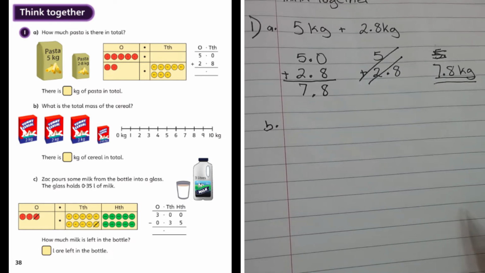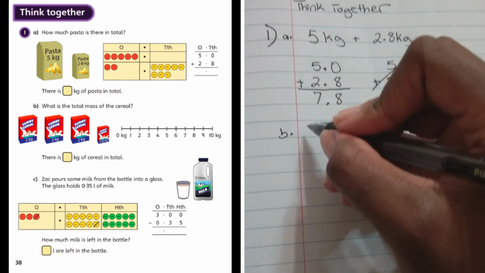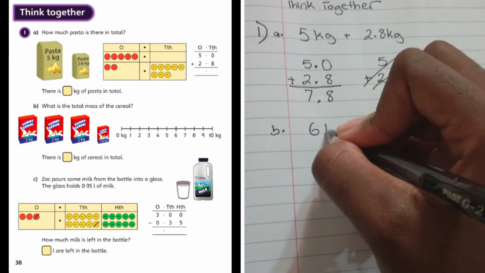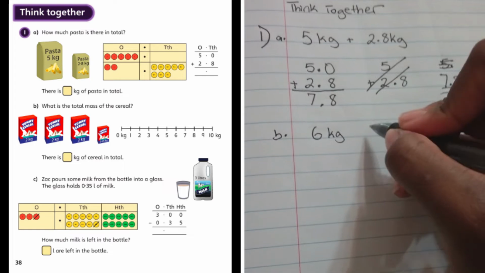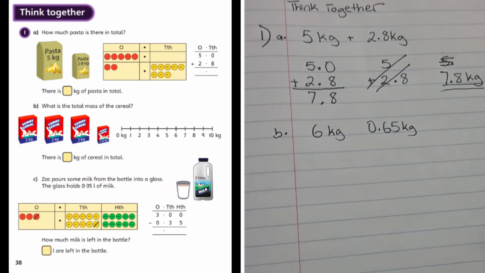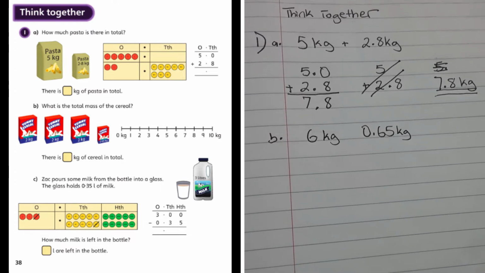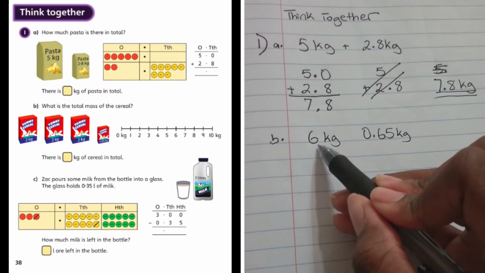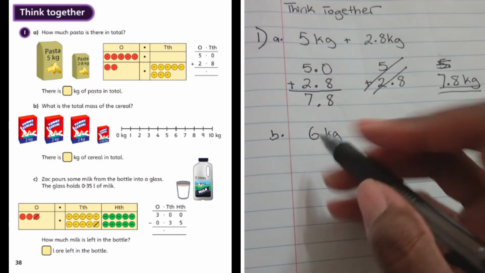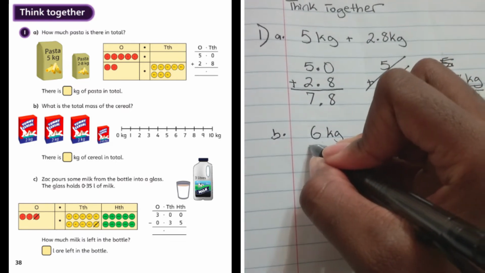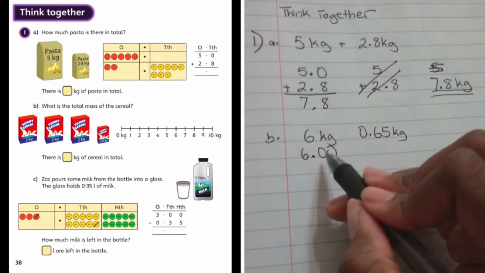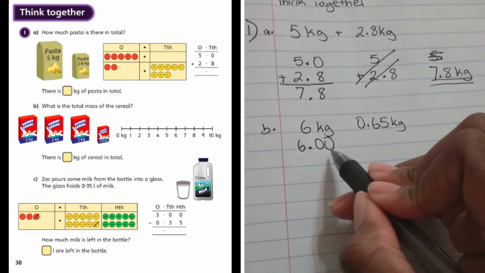So again, it's asking me for a total, so I know I just have to add them all up. Right away, I see 2 plus 2 plus 2, and I just know right away that's going to be 6 kilograms. And then I'm adding 0.65 kilograms to that. Again, to make this easier to add, I'm going to put some placeholders. 6 kilograms, it's still 6 ones, it's the 6 in the ones place, so that's going to be the same thing as having 6.00, because nothing is in the tenths place, nothing is in the hundredths place.